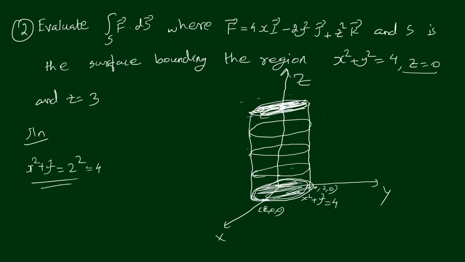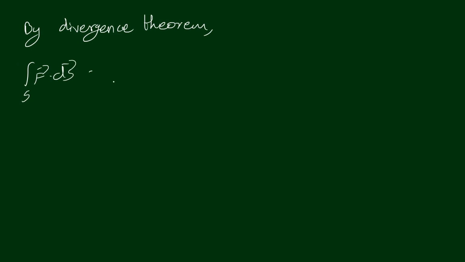So you need to find the surface integral. Instead of finding the surface integral directly, you can use the Gauss divergence theorem. So you can write, by the divergence theorem, the surface integral over S of F dot dS is equal to the triple integral of divergence of F dV over the region E. E is the inside portion, so here it is the cylindrical portion.